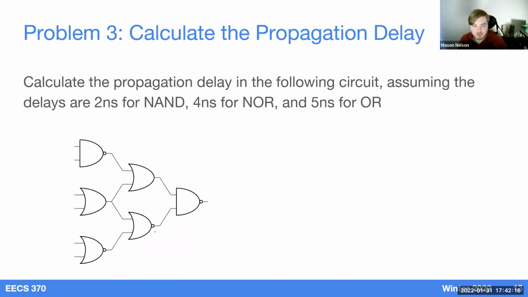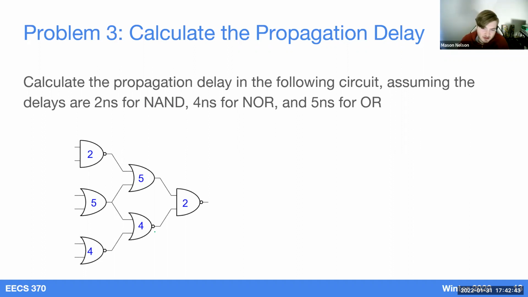So let's look at this one here. So typically we'll give you, like I said, the delays for each of our gates. So we have a bunch of gates and we're trying to figure out the propagation delay for the whole circuit. I think the easiest thing to do is to first label all of our gates with their respective delays. So go ahead and do that now. So we have 2 nanoseconds for NAND, 4 nanoseconds for NOR, and 5 nanoseconds for OR.